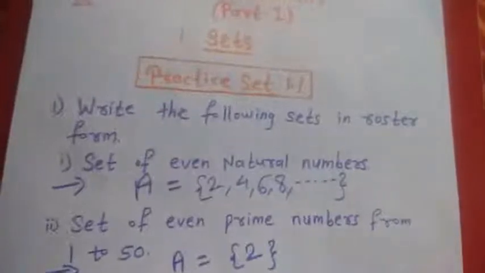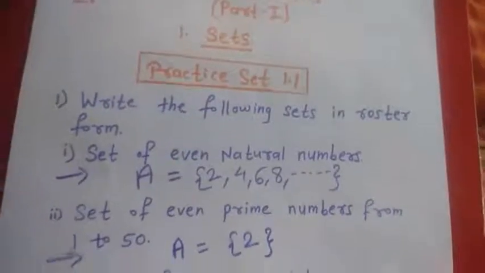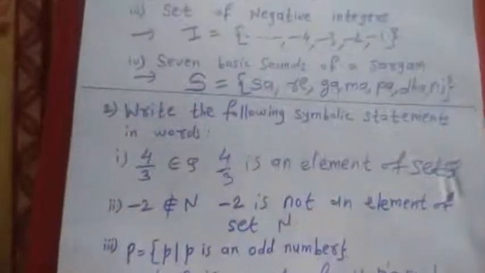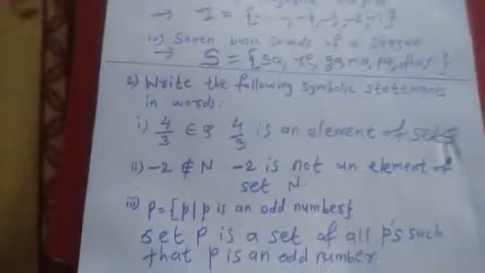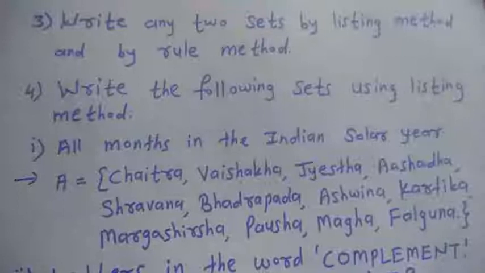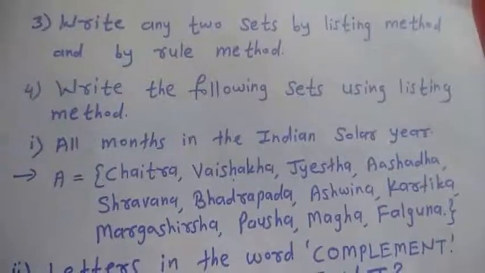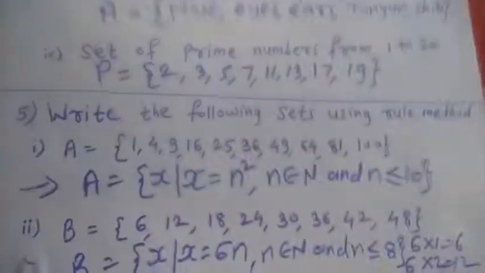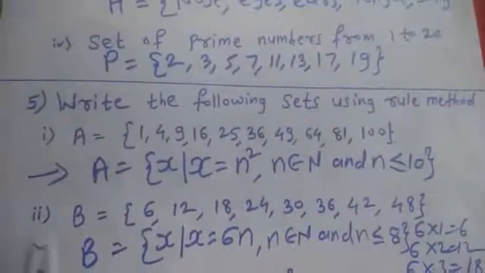So we have seen how to write the given set in roster form, then how to write symbolic statements in words. Also we have seen how to write given sets by using listing method, then how to write given sets by using rule method. Thank you.